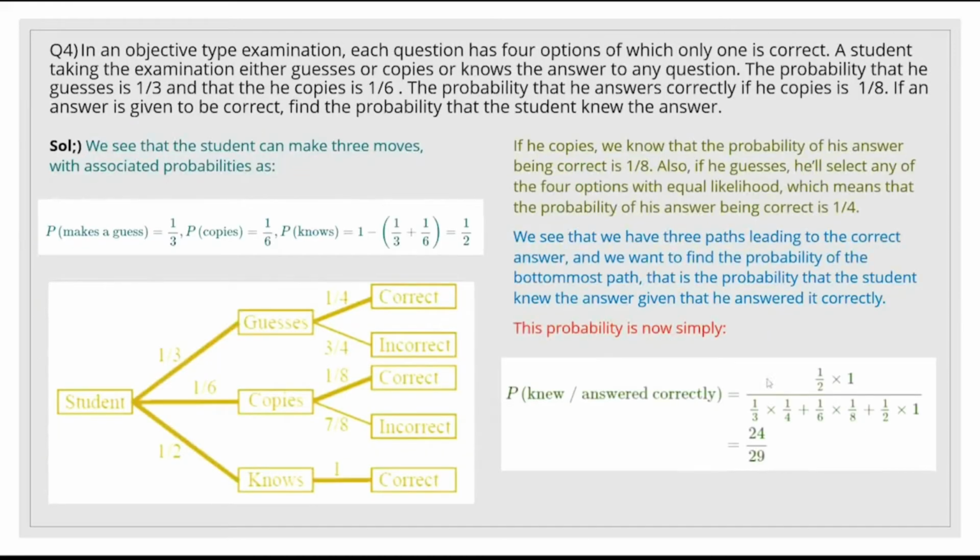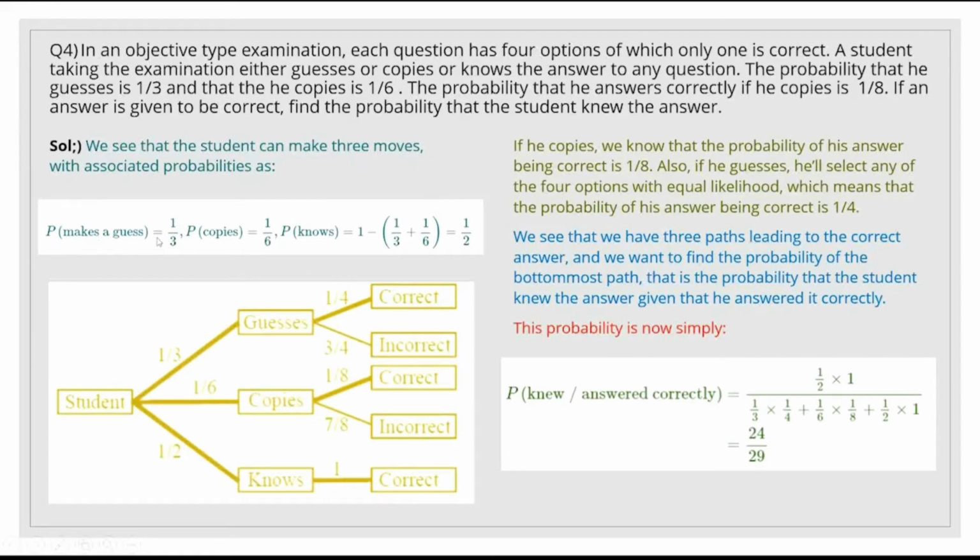Next, in an objective type examination, each question has 4 options of which only one is correct. A student taking the examination either guesses, copies, or knows the answer to a question. The probability that he guesses is 1/3 and the probability that he copies is 1/6. The probability that he answers correctly if he copies is 1/8. If an answer is given to be correct, find the probability that the student knew the answer. Now we see that the student can make 3 moves with the associated probabilities, which are as follows.